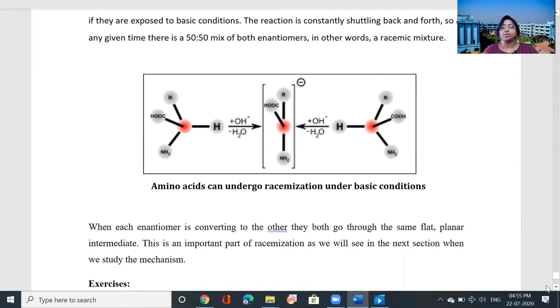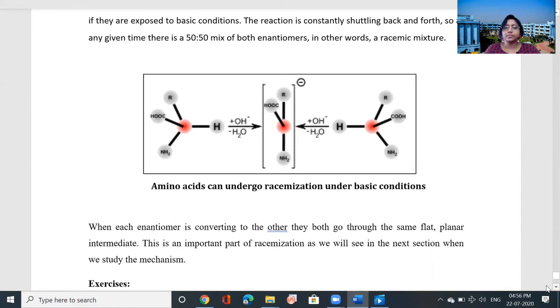Anyways, if we summarize today's lecture, what you have learned today. Number one, you have learned the different configurations, DL configuration, DD and LL configuration. You have learned the geometric configuration, that is the cis configuration and the trans configuration. And also you have learned racemization.